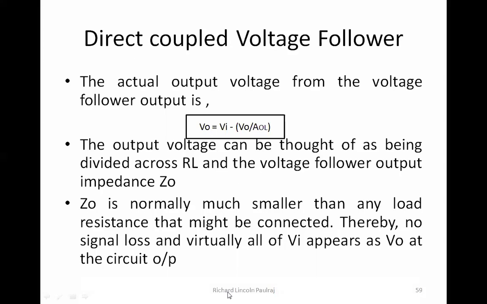Right? Yes, sir. Yeah. So thereby, because of this, there's not going to be any signal loss, and virtually all of Vi appears as V0. So this is nothing but called your voltage follower, right? So whatever is at the input side, the same thing should be coming across the output, but provided there is going to be a gain. Okay.